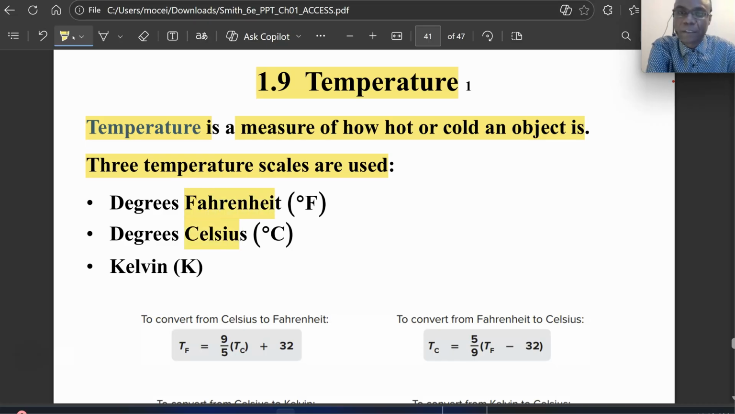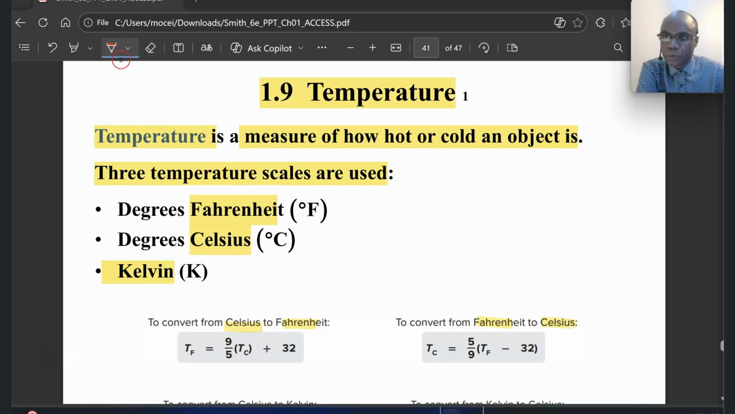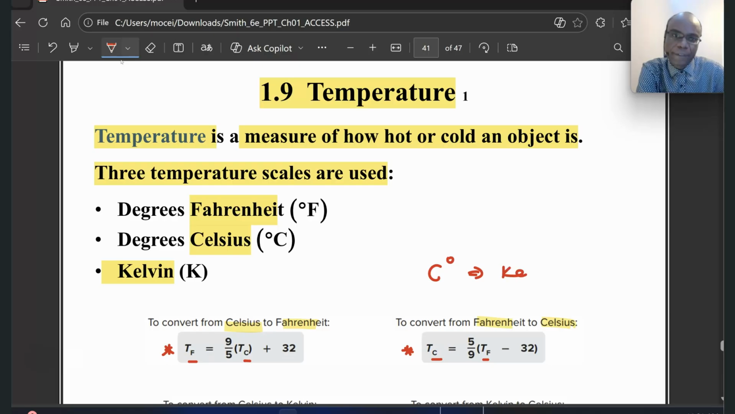Fahrenheit, Celsius, and Kelvin. So there is a formula that is used to convert Celsius to Kelvin, or Fahrenheit to Celsius, or Fahrenheit to Kelvin. So let us see how we can use these formulas to interconvert the temperature scales, or temperature SI units, from one to another, like Fahrenheit to Celsius, or Celsius to Fahrenheit, or Celsius to Kelvin.